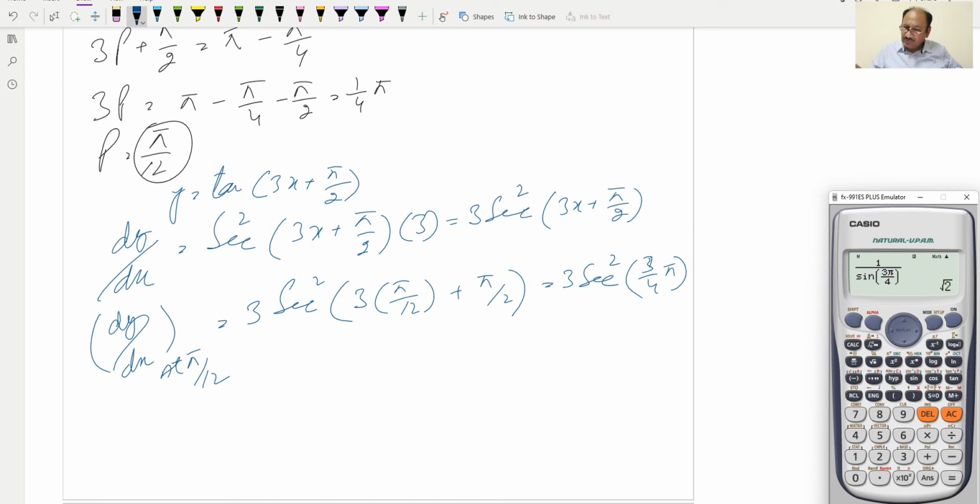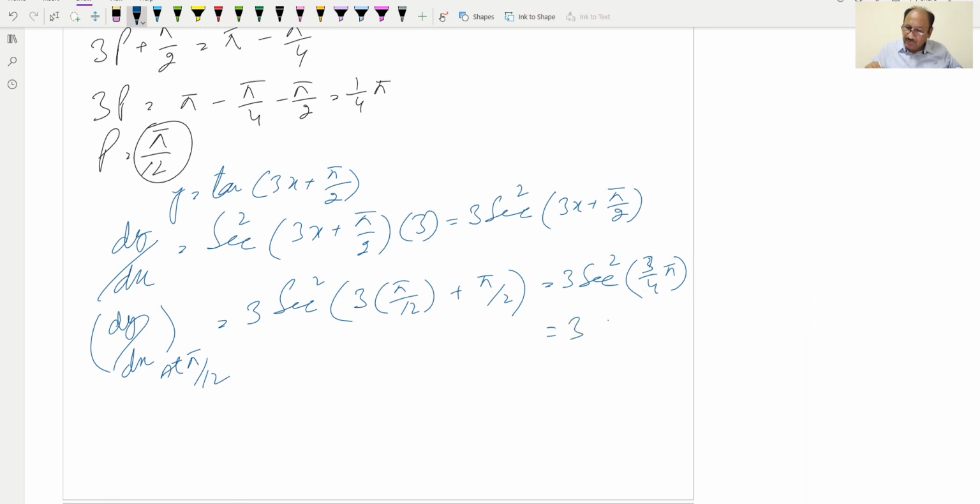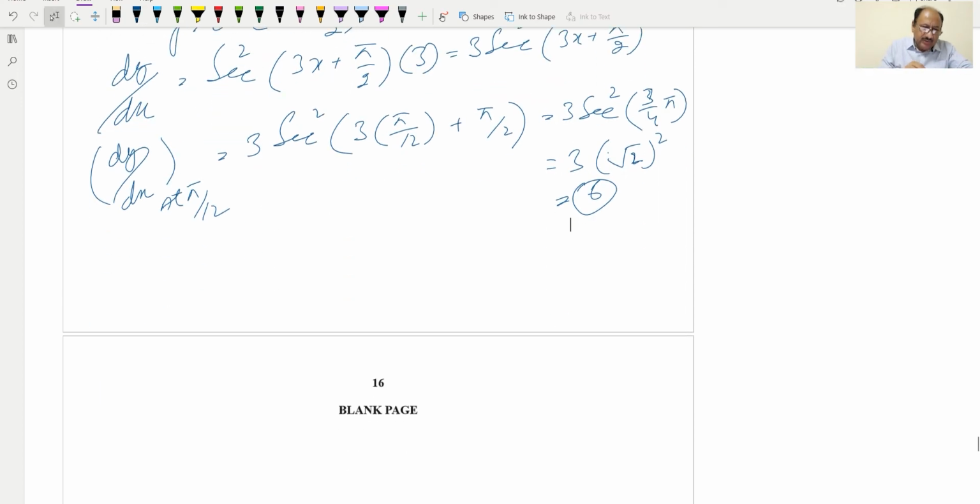This one is under root 2, and we can write under root 2 square. I'm writing under root 2 square because of secant square. The secant value of 3 pi by 4 is under root 2, so we'll take the square and this will be equal to 6. So this value is 6 which we found. So the gradient, the m value, is equal to 6.